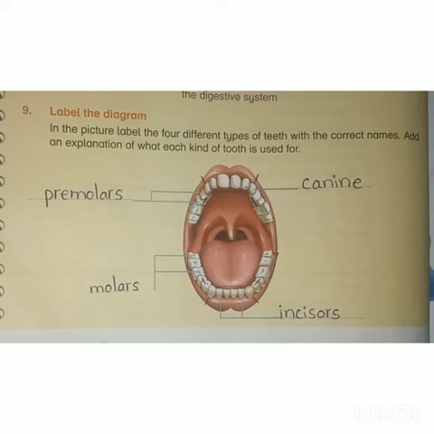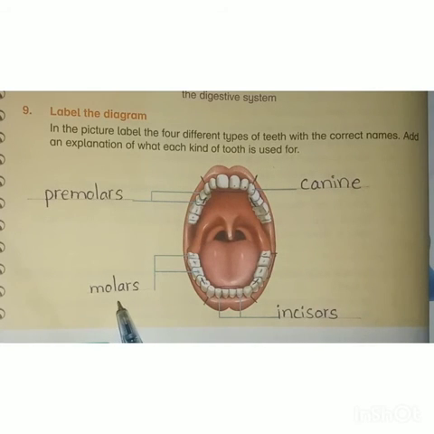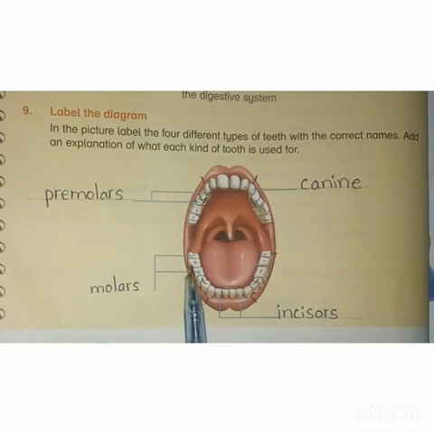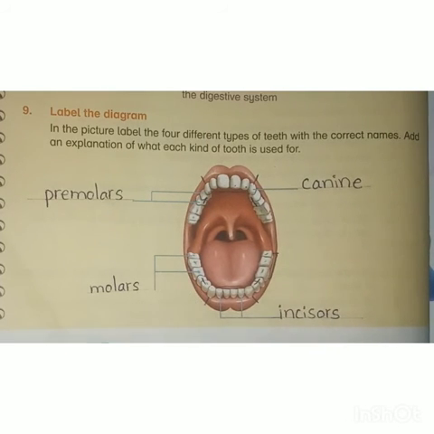Next, the last type of teeth are molars. Molars are bigger and flatter teeth, meaning molars have a flat surface, and molars are present at the back of our mouth. The teeth which are present at the back of our mouth are called molar teeth, and molars are the strongest and toughest teeth.